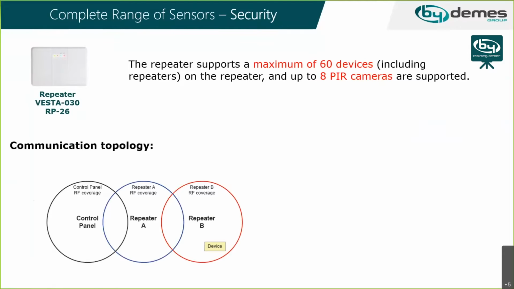Here we have the communication topology. In this case, we can make a string communication between the repeaters. We have repeater A and repeater B, and on repeater B we have the device. We can connect repeater A to the control panel, and also repeater B to repeater A, sorry. In this case, we have the string communication. And the last thing we do is connect the device to repeater B, and this is very simple.